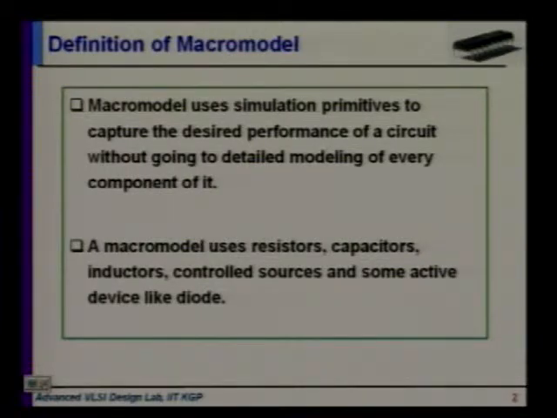You can simulate the model anywhere in any available SPICE simulator, whereas you can't simulate the transistor level netlist, otherwise the process, you are not available with the process.